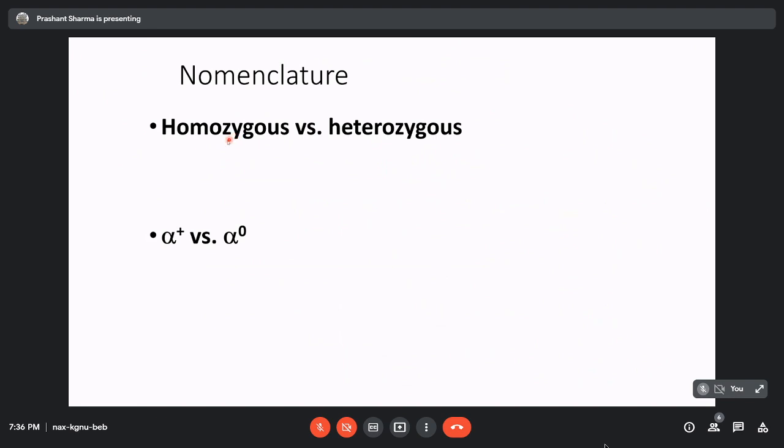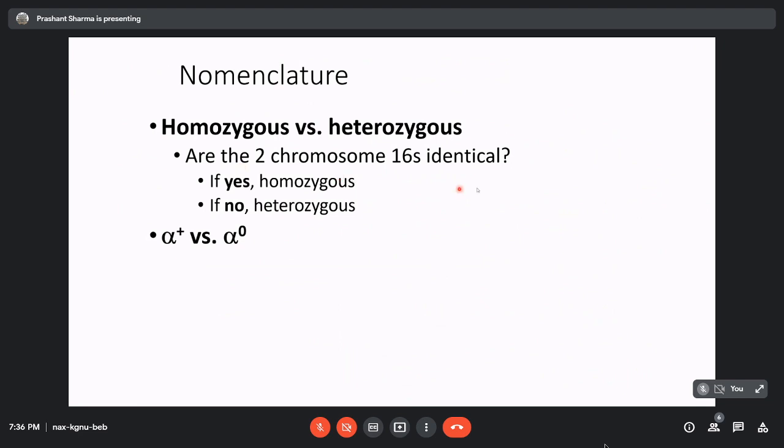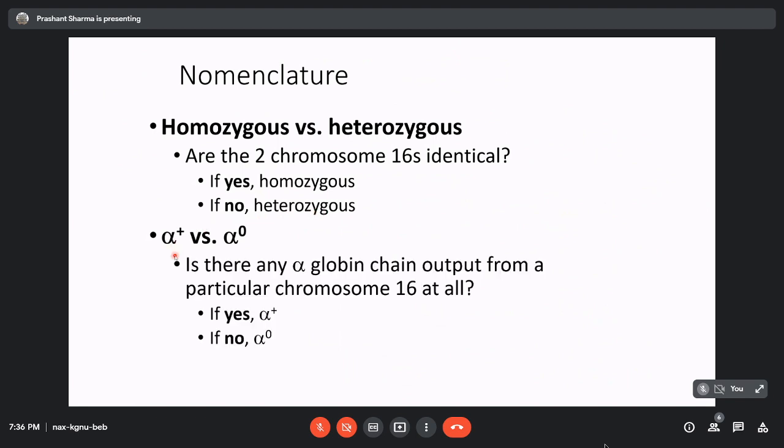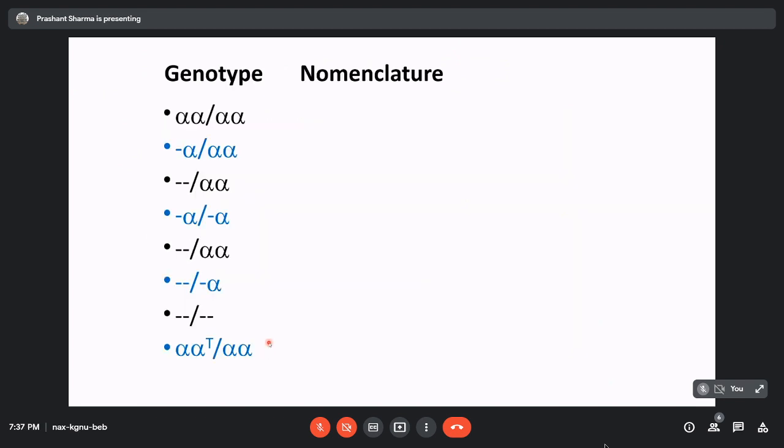On the other hand, when we have to call a patient's genotype as being homozygous or heterozygous, we have to look at the entire chromosome 16. So if the two chromosome 16s in an individual are identical, we call that person homozygous for a particular genotype. On the other hand, if the two chromosome 16s do not match each other in terms of their genotype, then we will have to call that person heterozygous. Alpha naught and alpha plus, so we have to look at the extent of globin chain production from a particular chromosome 16. If it's happening, then it's alpha plus, and if not, it's alpha naught.